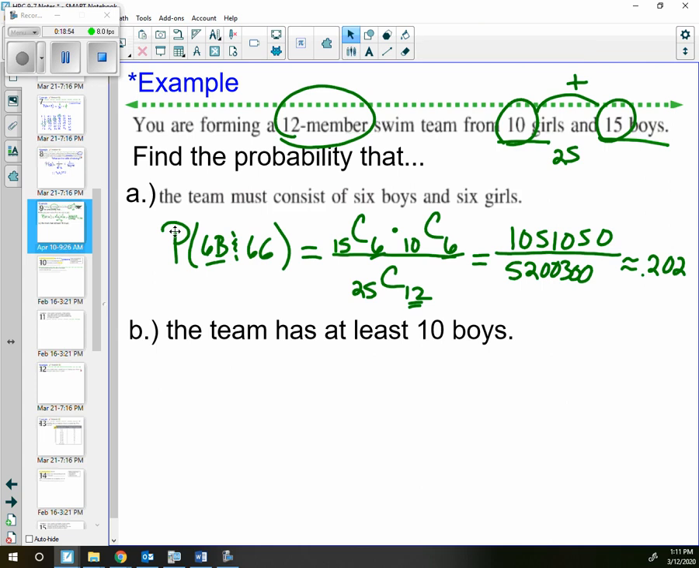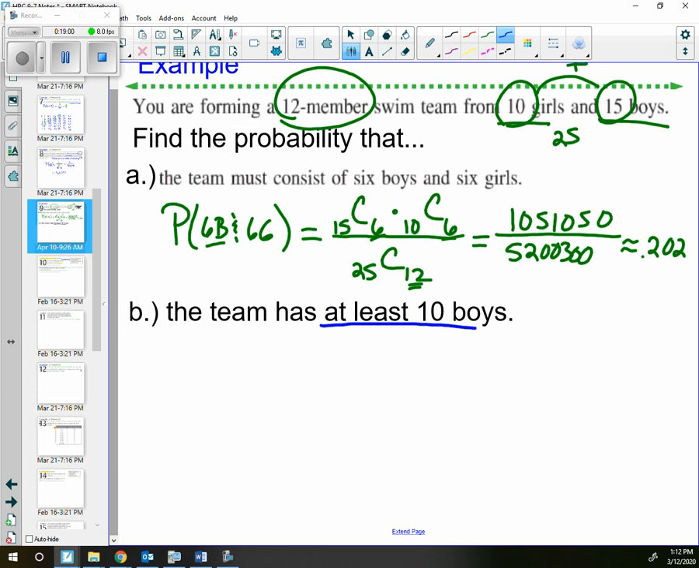All right, probability at least 10 boys. The team has at least 10 boys. Now remember, you're forming a 12-member team. We want at least 10 boys. So what would success be? Well, that would be 10 boys and 2 girls. Remember, we have to make 12 people on our team. But you could have 11 boys and only 1 girl, or you could have all 12 boys and no girls. So all of those would be success.